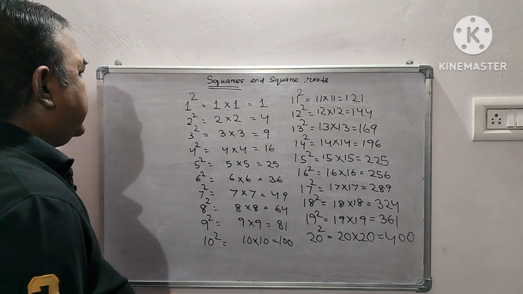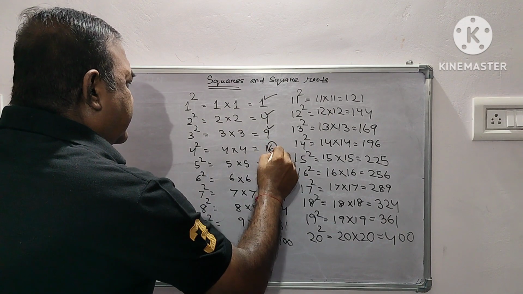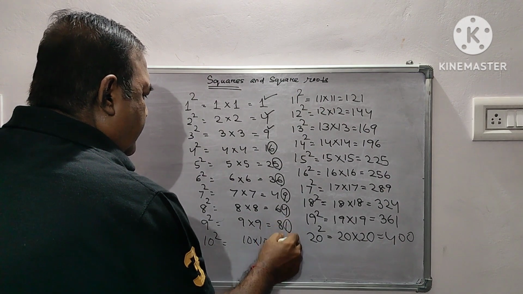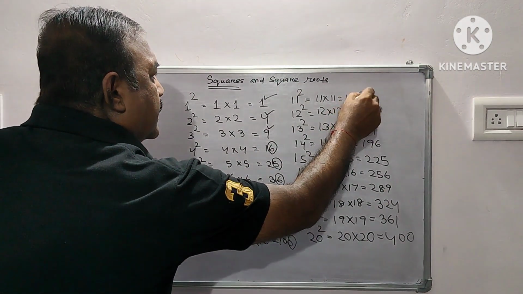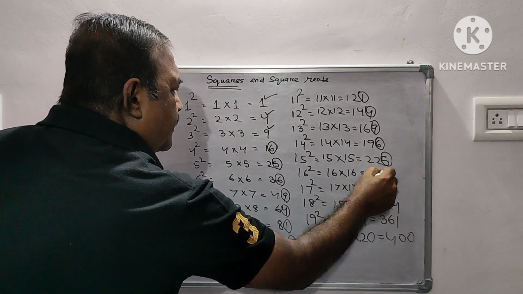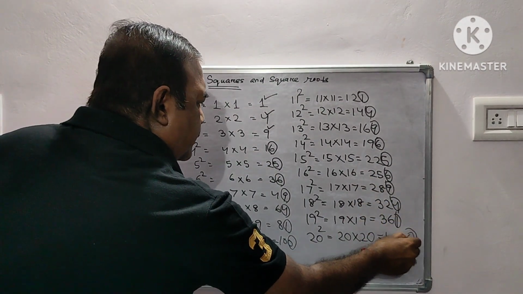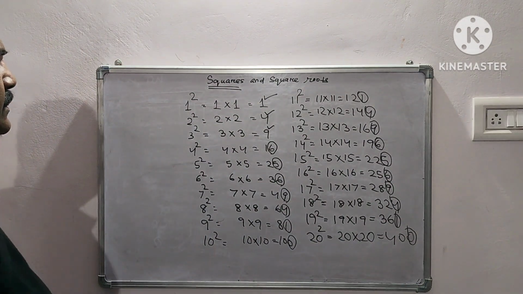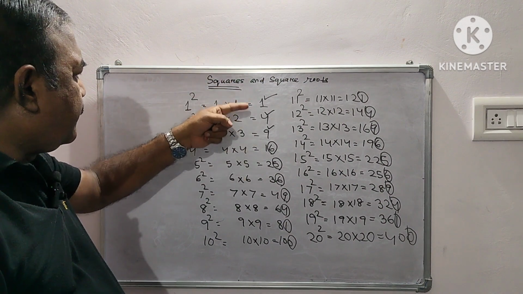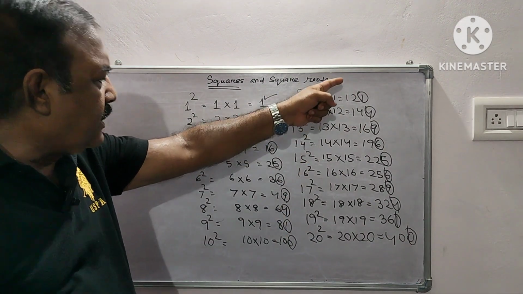And what you observe, you see, in the ones place the digits are 1, 4, 9, 6, 5, 6, 9, 4, 1, 0, and then again 1, 4, 9, 6, 5, 6, 9, 4, 1, 0. So you see the square numbers are 1, 4, 9, 16, 25, 36, 49, 64, 81, 100, 121, like this.